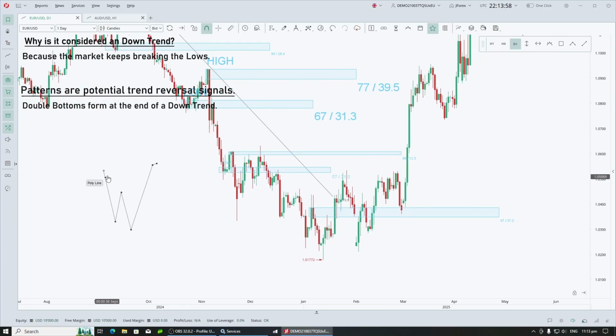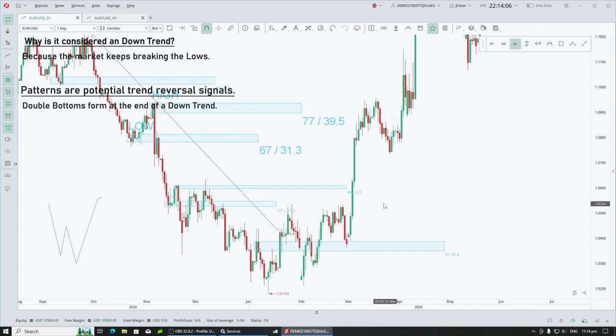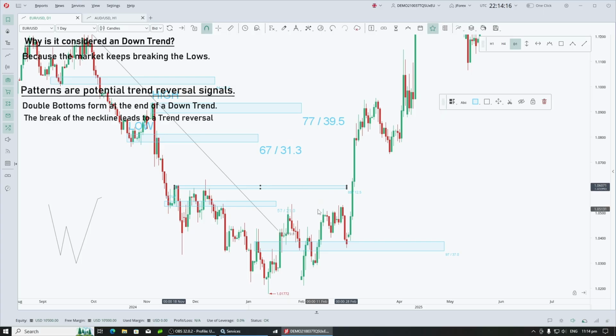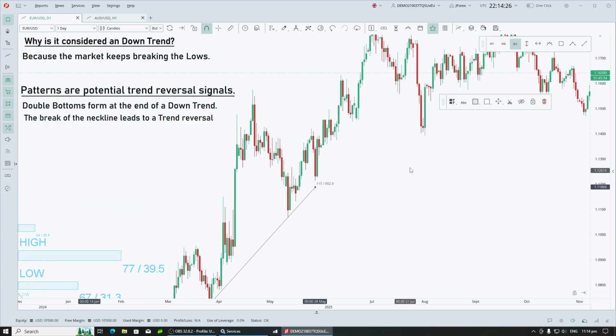When you have these two lows, one failing to break the other, and then you have the break of this neckline right here, that means we are transitioning into a bullish momentum. We have a very strong bullish momentum entering into the market, and you can see exactly what happened right after the breakout of this double bottom pattern. Very powerful bullish momentum.